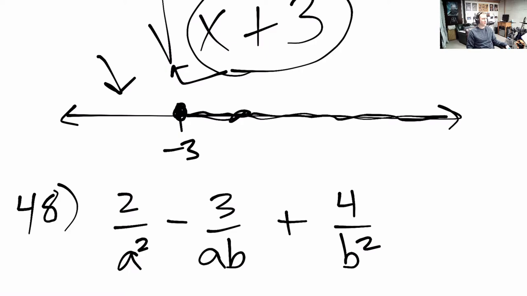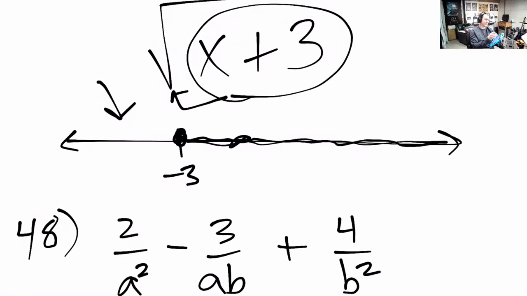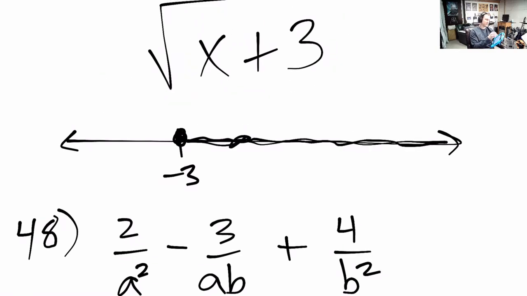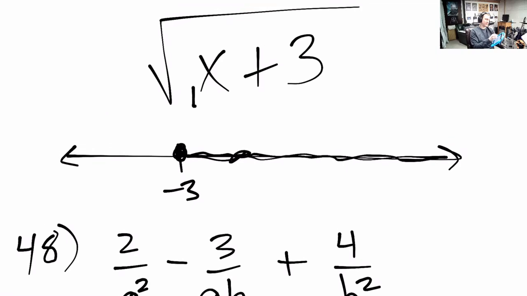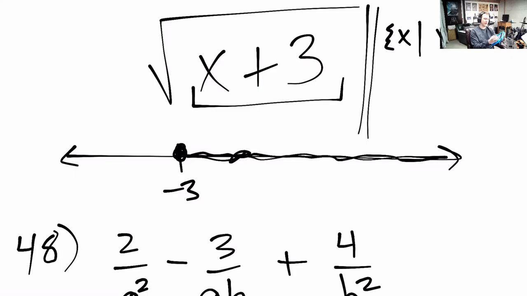Next question. Wait, so what was the answer to the poll? We needed to make sure that what we had underneath this was positive or zero. So it's a number that is positive or zero, which means that we need to have any number bigger than or equal to negative 3. So in set notation, it's the set of all x such that x is greater than or equal to negative 3.